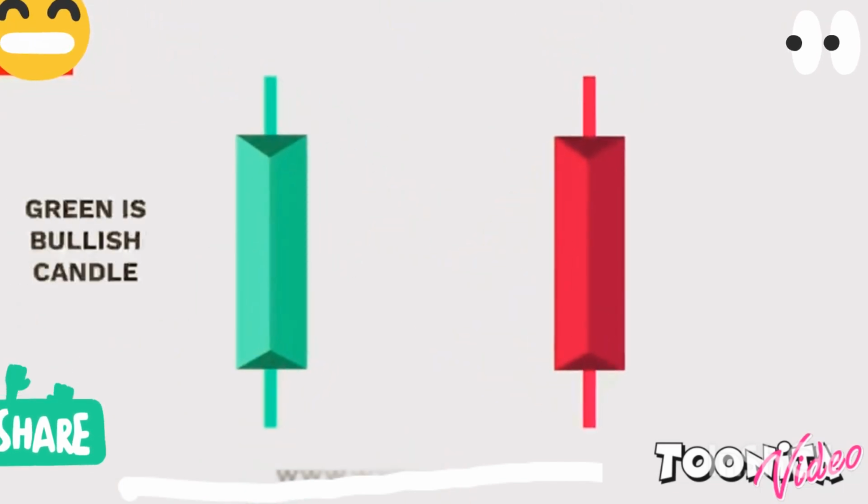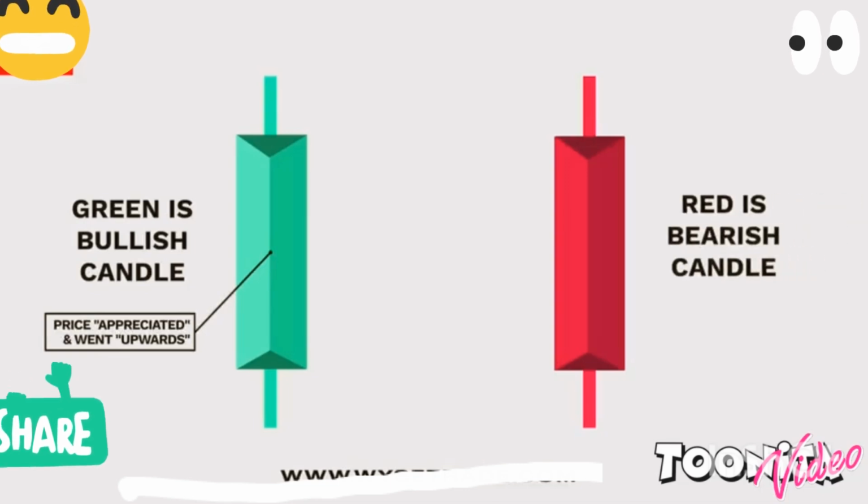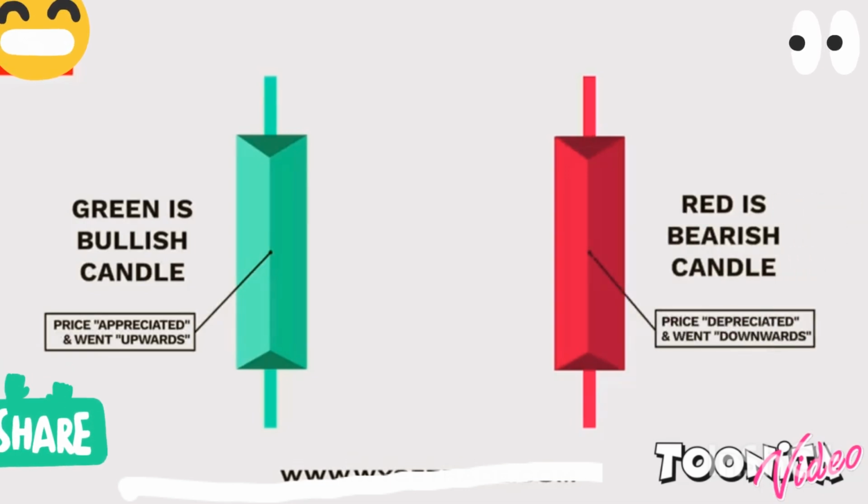Now, here's how you actually read a candlestick. Green candlesticks are bullish because price appreciated and went upwards for the time period. Red candlesticks are bearish because price depreciated and went downwards for the time period.